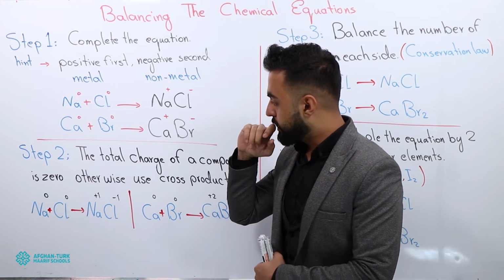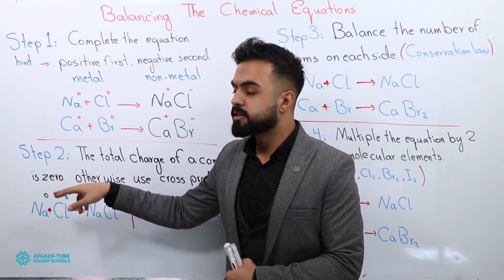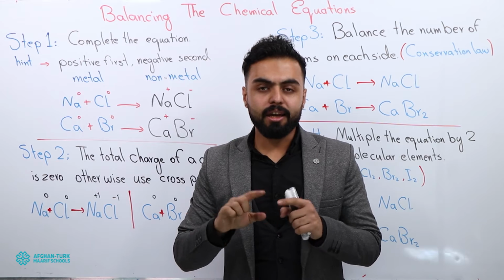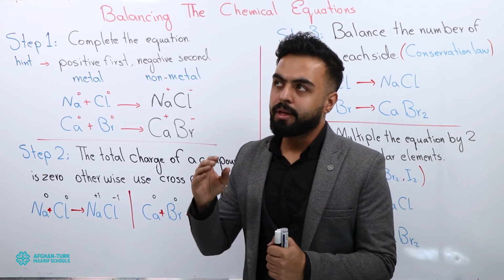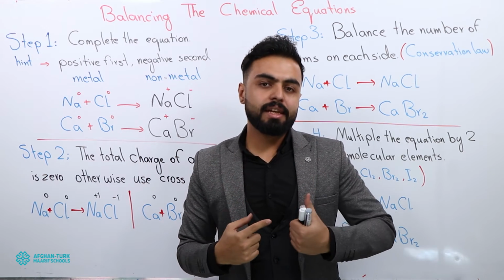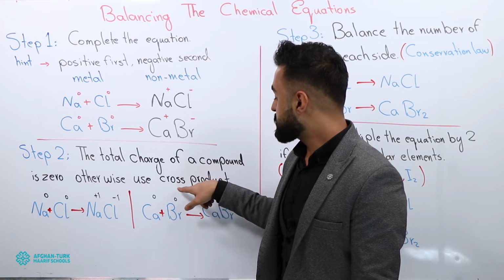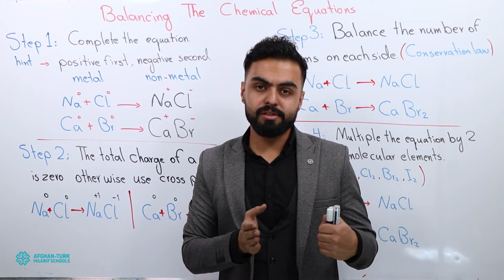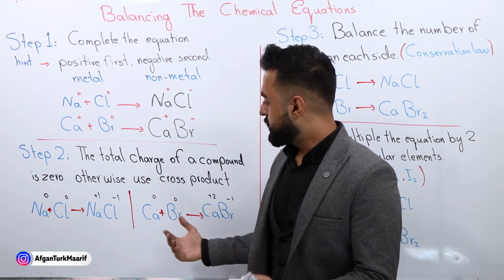What is it? It says that the total charge of a compound is 0. It means electrically a compound is neutral. Electrically it is neutral. So all the positive and the negative charges in a compound, totally they should become 0. Otherwise, if in an equation you make a compound and its charge is not 0, you should use the cross product.